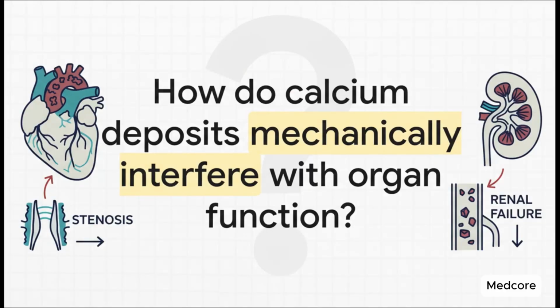So let's end by thinking about the patient, because our goal isn't just to spot these things under a microscope, right? It's to understand what they actually do. So think like a clinician. What happens when solid rock starts building up inside soft, functional tissue? Well, when it deposits in a heart valve, that valve gets stiff and you get stenosis. When it deposits all over the kidney, you can get renal failure. So always connect the pathology back to the patient and what it means for their body to function.